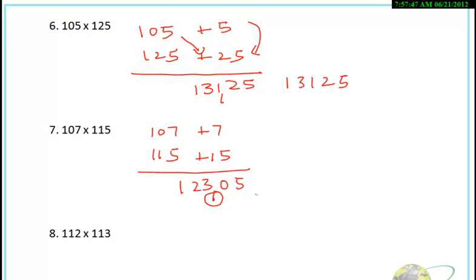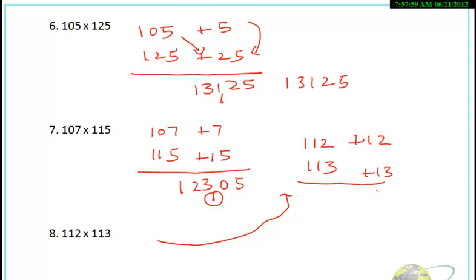Now, in this example, we'll just try to solve it over here. It's 112 into 113. It's plus 12 from 100. It is plus 13 from 100. And 12 into 13 is 156. So we'll write 56 over here and 1 will be carried. 112 plus 13 is 125 plus this one we'll be getting 126. So 112 into 113 is 12656. The method is very simple and we are getting the answers very quickly, very fast. The one thing is sure that we have to practice with the methods.